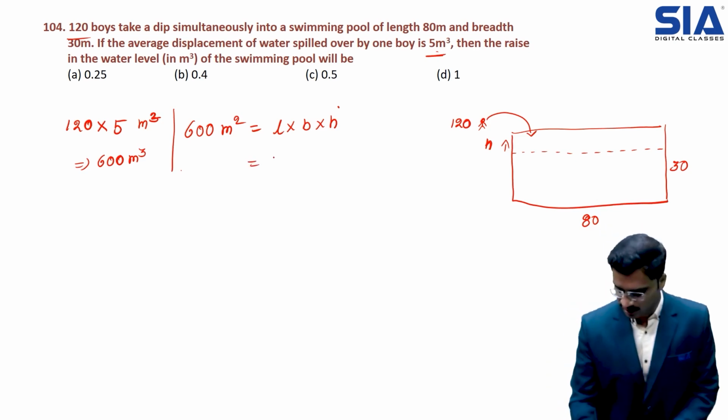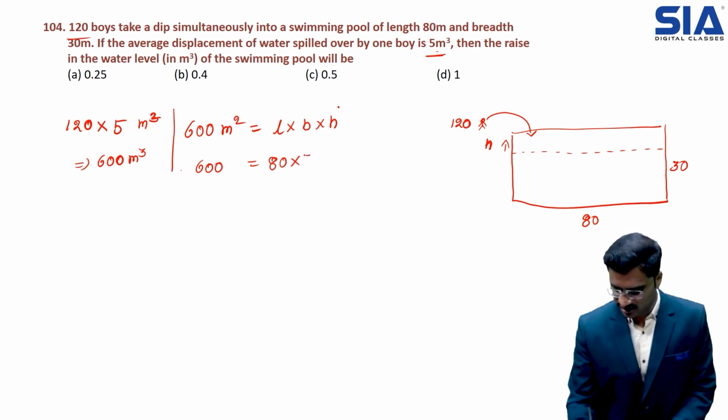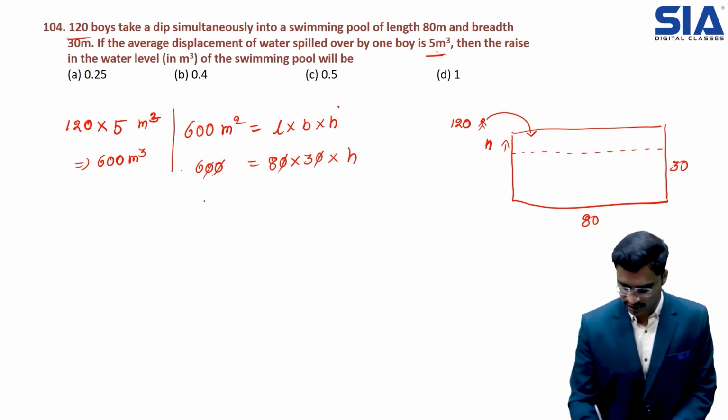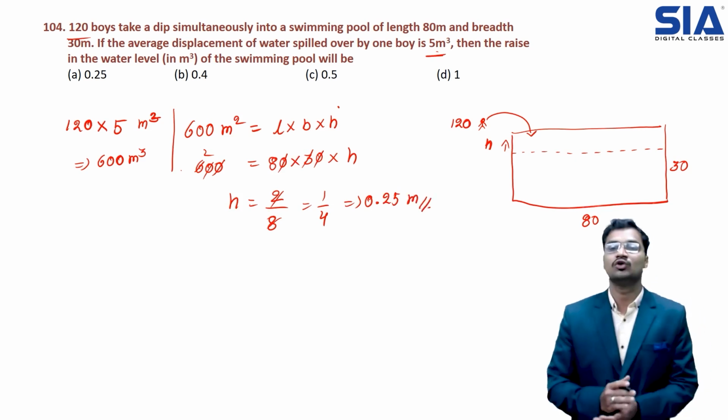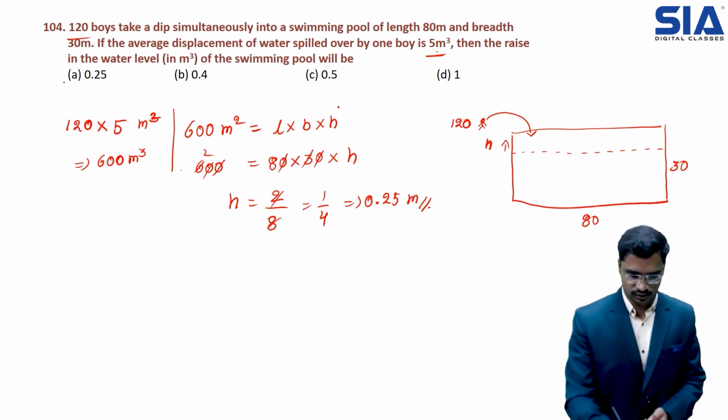So let us see. So 600, length is 80, breadth is 30 into h. So two zeros get cancelled. So the h value is what? 3 2s are 6. H value is 2 upon 8, which is 1 by 4. 1 by 4 is also 0.25. So the increase in height is 0.25 meters, which is option 1.